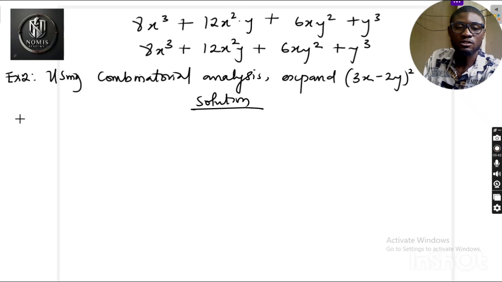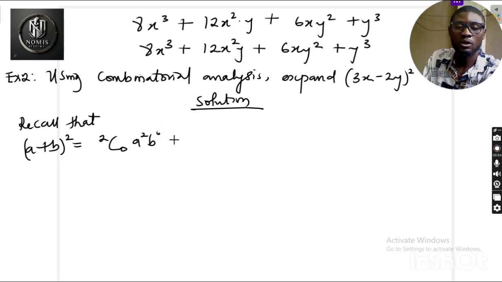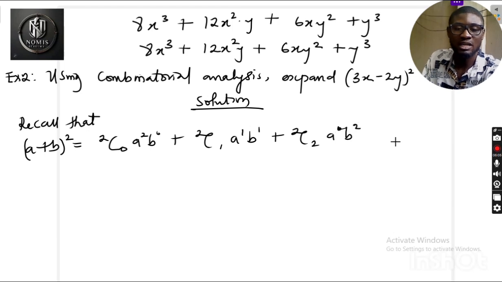So the first thing we must do is to recall the process of combinatorial analysis. That says that (a + b) raised to the power of 2 is equal to 2 combination 0, a raised to the power of 2, b raised to the power of 0, plus 2 combination 1, a raised to the power of 1, b raised to the power of 1, plus 2 combination 2, a raised to the power of 0 and b raised to the power of 2, and that is where that ends because it's just raised to the power of 2.